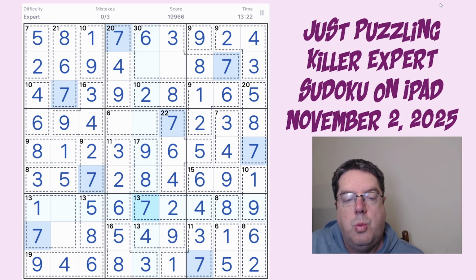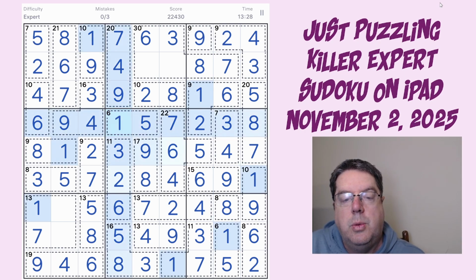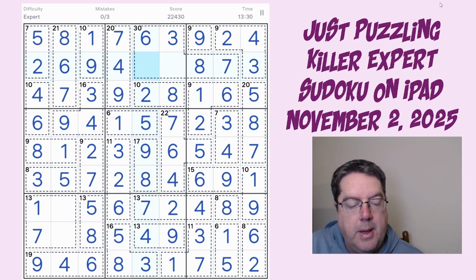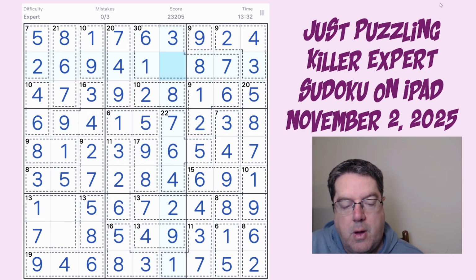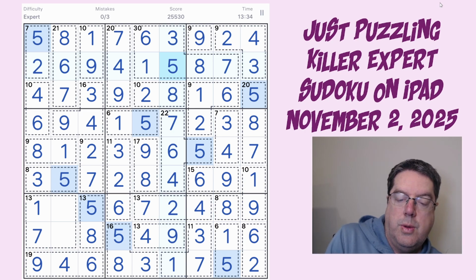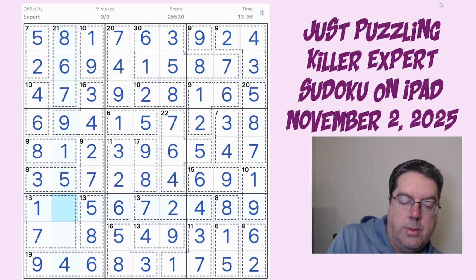Alright, so this is 1 and 5, because of the 5 there, this has got to be the 5. And the 1, remember this was 1 and 5 as well, 5 can't be there, so 1, leaving this to be the 5. Alright, so we've got 2 and 3, 3 can't be here, so this is a 3, leaving this to be the 2.